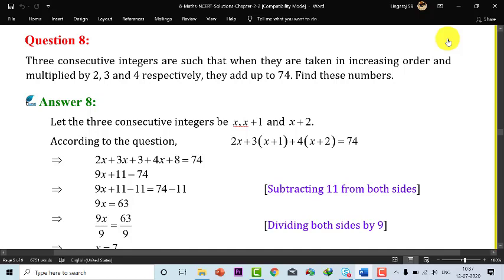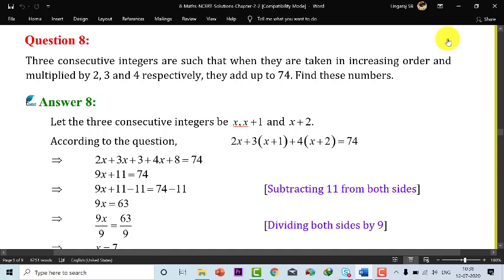Here what they said, three consecutive integers. You can consider consecutive x, x plus 1 and x plus 2, and then they said to be taken in increasing order. So 1 and 2, which is increasing order, and multiplied by 2 and 3 and 4 respectively. So x is multiplied by 2, 2x it will be, and x plus 1 is multiplied by 3 of x plus 1, and x plus 2 is multiplied by 4 here. So according to question, we wrote this equation, which is 2x plus 3 of x plus 1 plus 4 of x plus 2 is equal to 74.